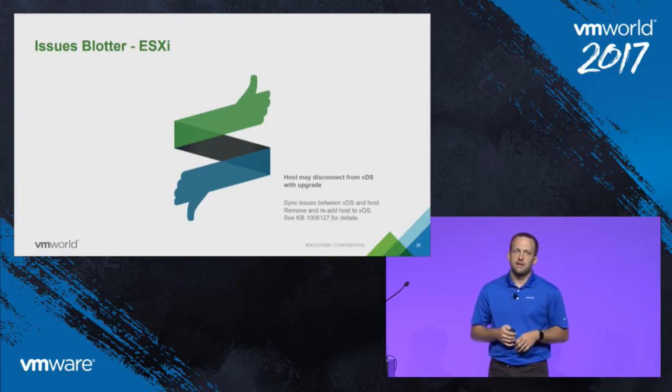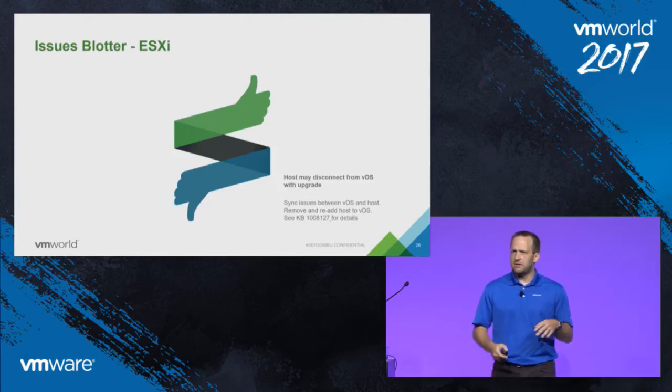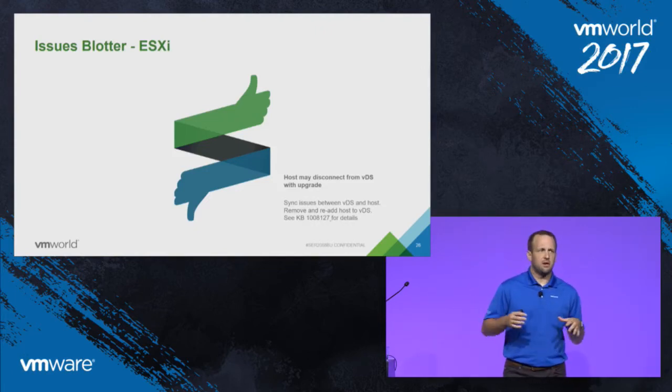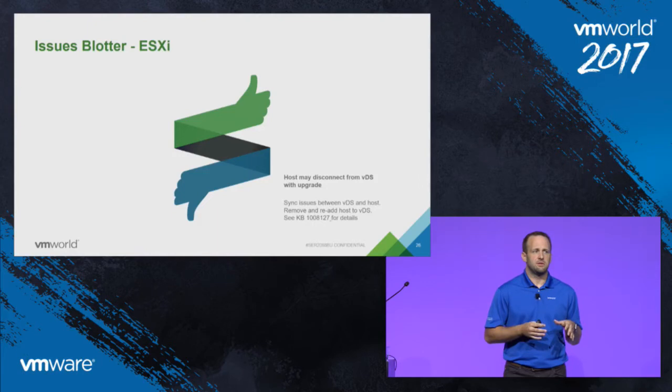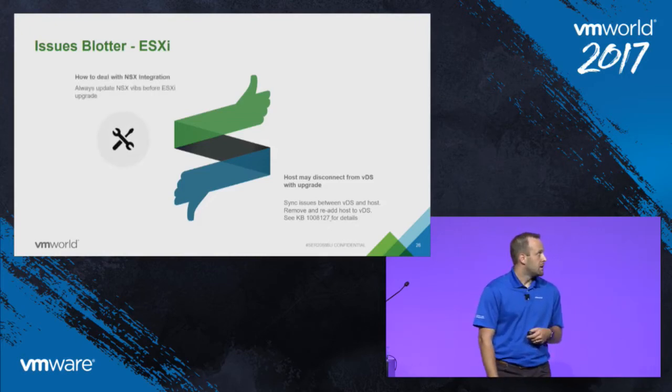So, some issues that we had on ESXi. With the DVS, depending on which hardware vendor you have and which ISO you have from that hardware vendor, it's possible that the host will upgrade, reboot, and come back, but it just won't be a part of the DVS anymore. So you just need to rejoin it to the DVS and life will go on.